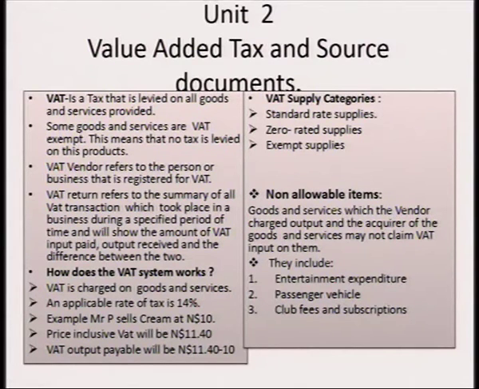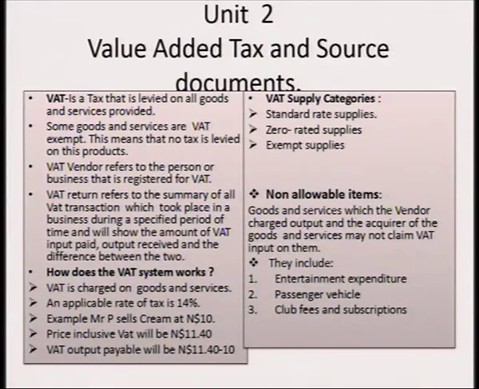VAT supply categories. We have the standard rate supplies, zero-rated supplies, and exempt supplies, as I mentioned already. The standard rate is the standard rate of tax that's applicable to certain goods and services. Certain goods are also taxed at zero-rated supplies, and some goods are not taxed at all, which are referred to as exempt supplies.